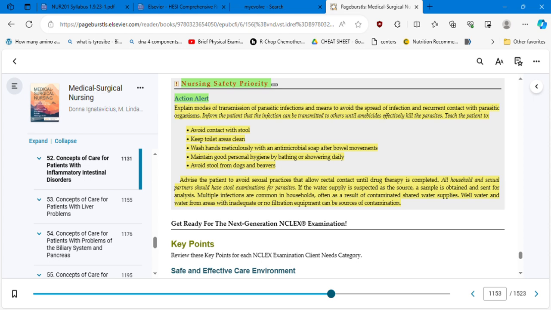Advise the patient to avoid sexual practices that allow rectal contact until drug therapy is completed. All household and sexual partners should have a stool examination for parasites. If the water supply is suspected as the source, a sample is obtained and sent for analysis. Multiple infections are common in households, often as a result of contaminated shared water supplies. Well water and water from areas with inadequate or no filtration equipment can be a source of contamination.